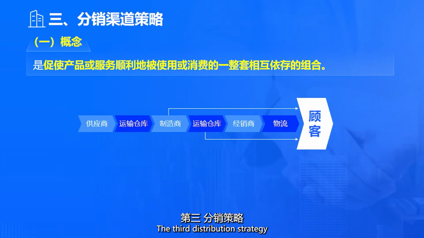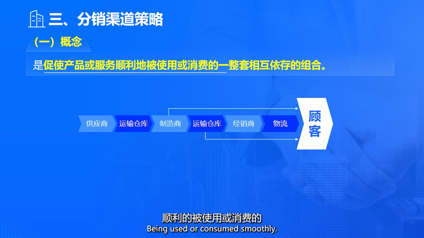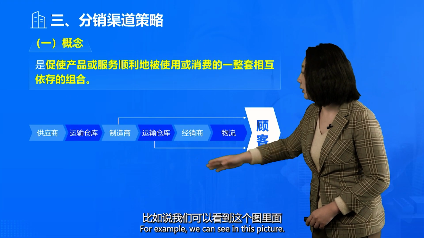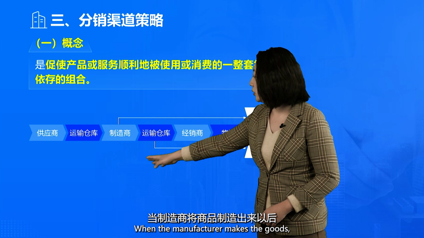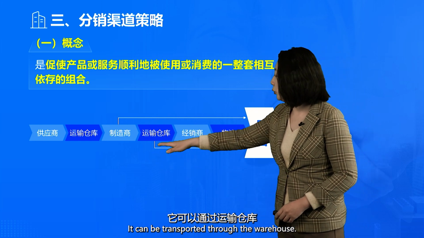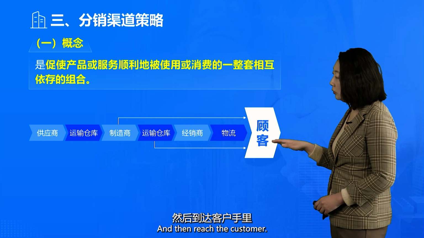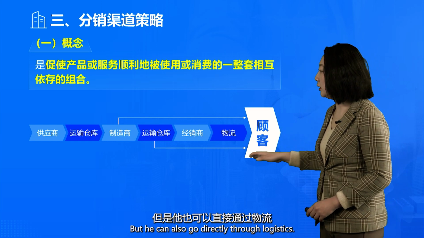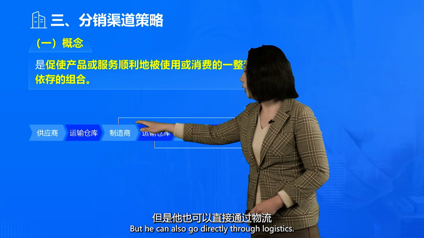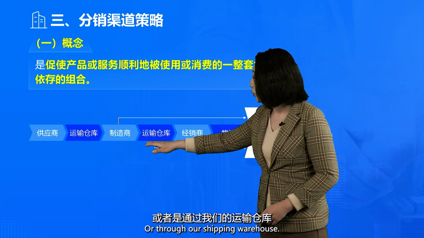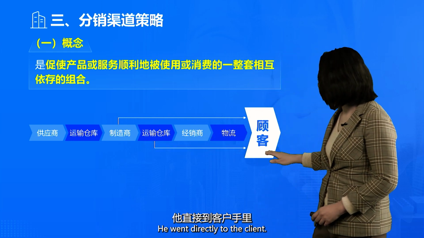The third, distribution strategy. It is to promote a product or service being used or consumed smoothly. A set of interdependent combinations. For example, we can see in this picture. When the manufacturer makes the goods, it can be transported through the warehouse, and then through the dealer, through logistics, and then reach the customer. But he can also go directly through logistics. It will be shipped to the customer, or through our shipping warehouse. He went directly to the client.